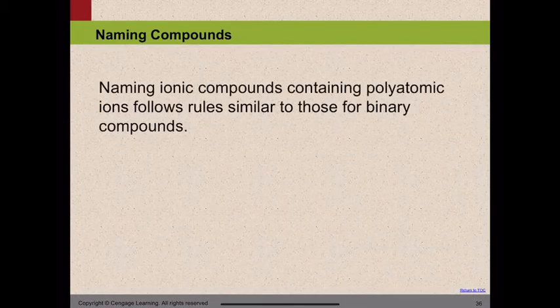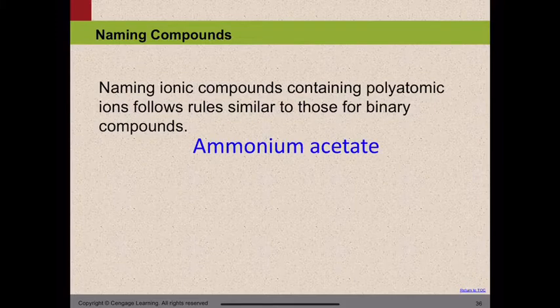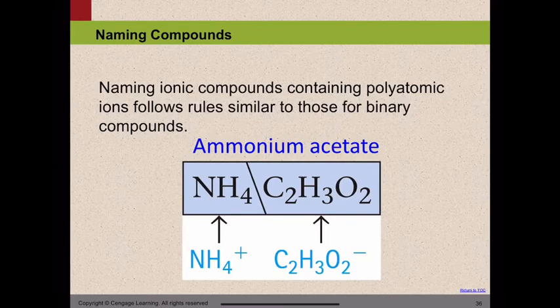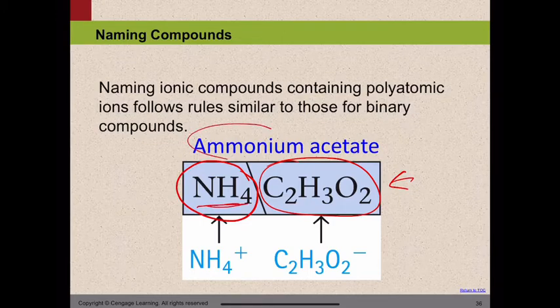The rules for naming ions with polyatomic ions are the same as naming regular ionic substances, so nothing new to add here. Let's take a look at an example. If you see NH4C2H3O2, well, this has way more than 2 atoms. Therefore, we know there are polyatomic ions involved. We just look on the chart. We find NH4, that's ammonium. We find C2H3O2, that's acetate, so this is ammonium acetate.